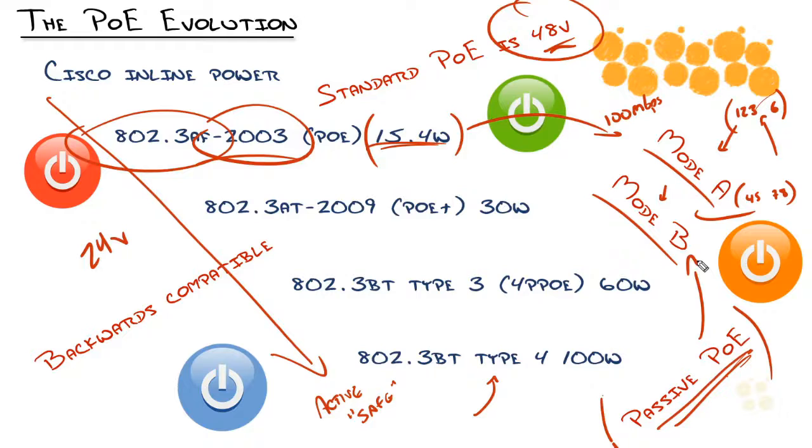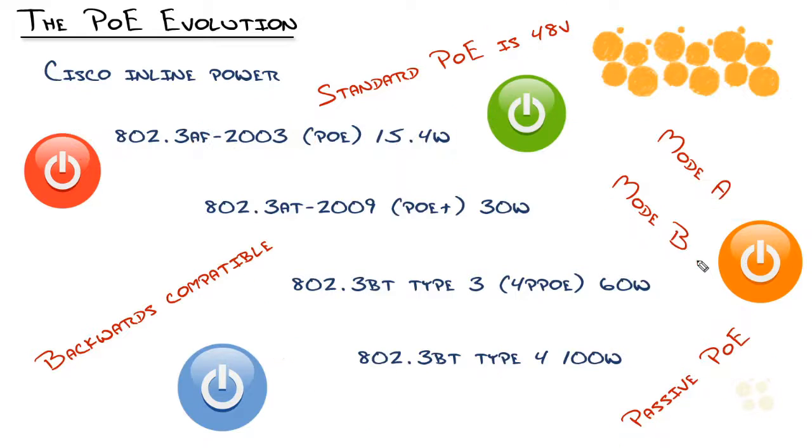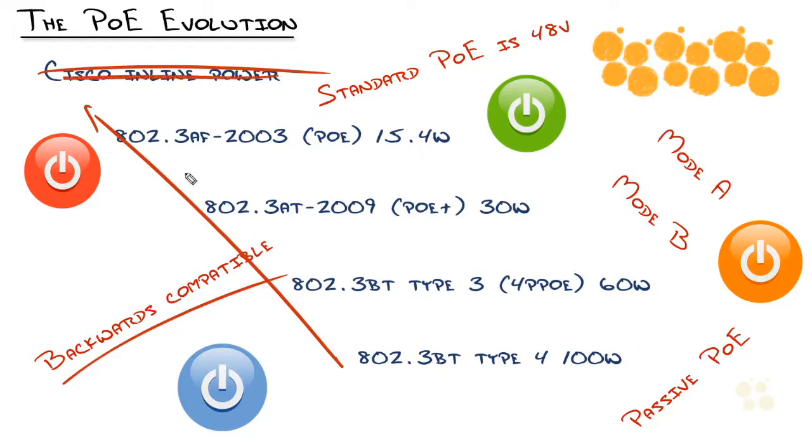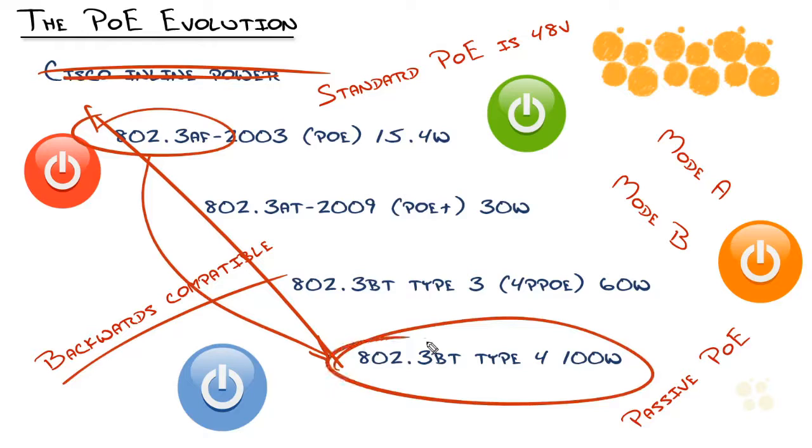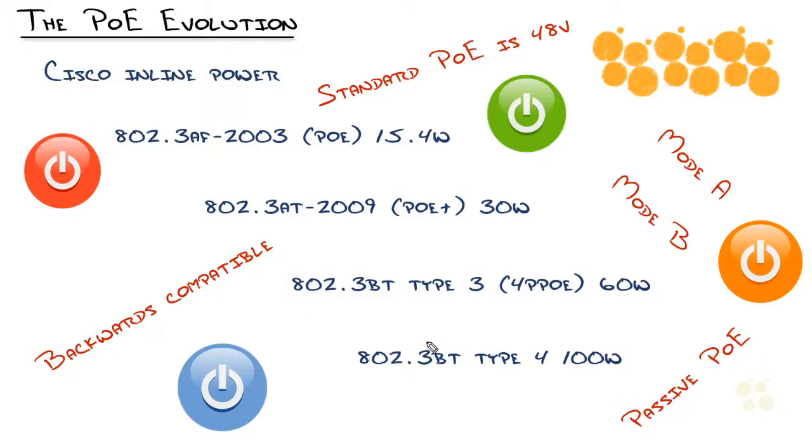So I think I've talked about all of my different side notes, except for this one, which is a brief side note. All of these are backwards compatible, except for that one. That's not really a standard. So I can take an 802.3 AF device and plug it into a switch that's supplying this high level of power, and it will be able to power the device. They always make them backwards compatible.